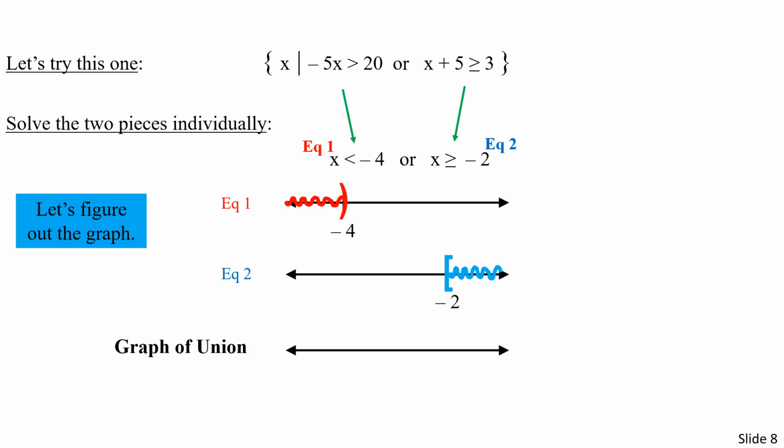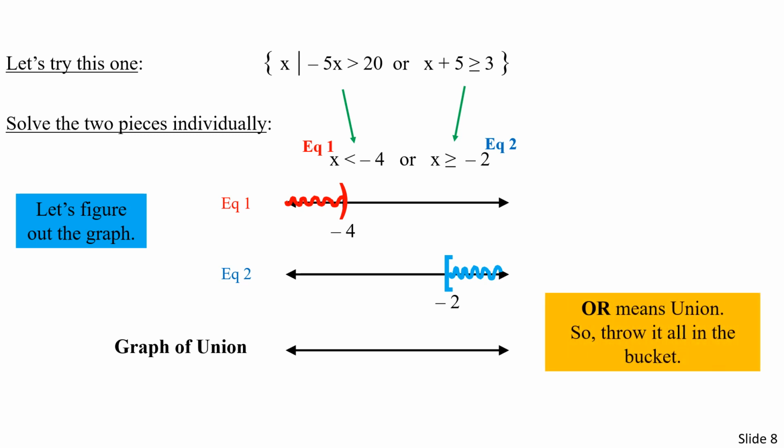Now this is an OR, union, so I'm just going to throw it all in there. So I have a piece here, I have a piece here, and I get the brackets and parentheses. So there is the solution as a graph. It's got two distinct parts.